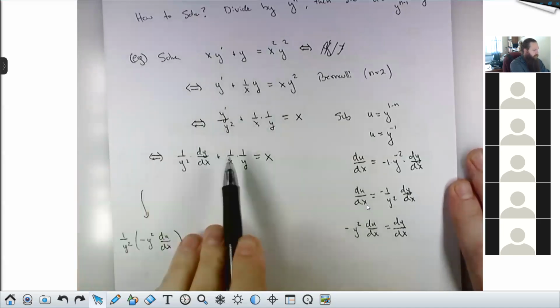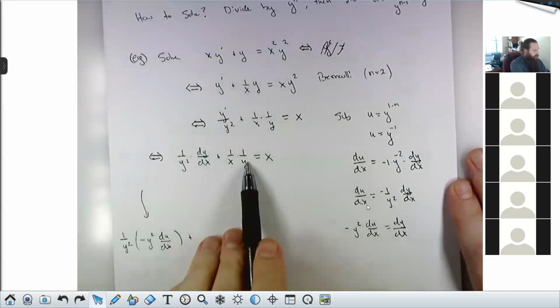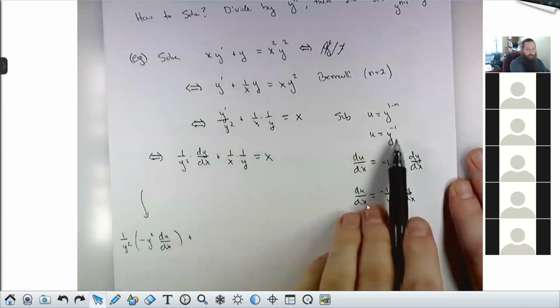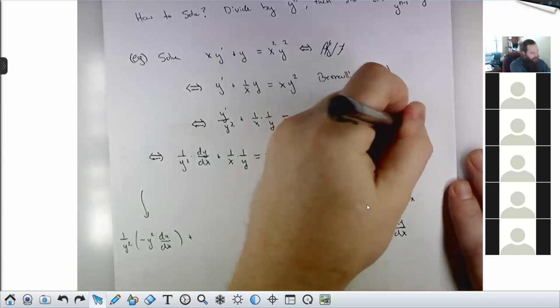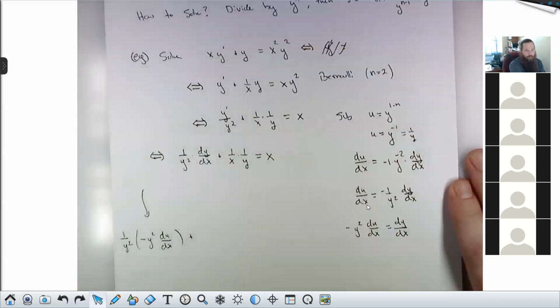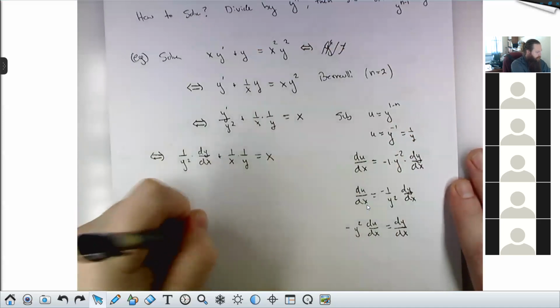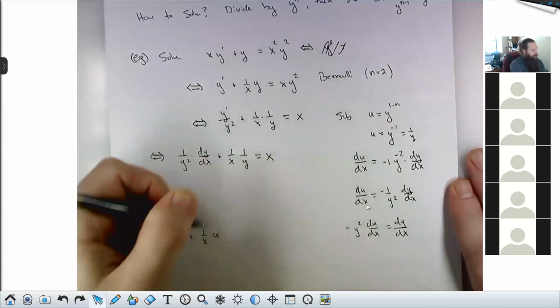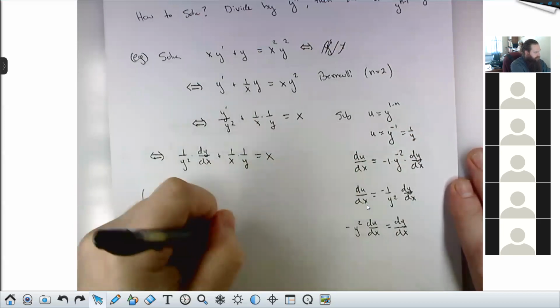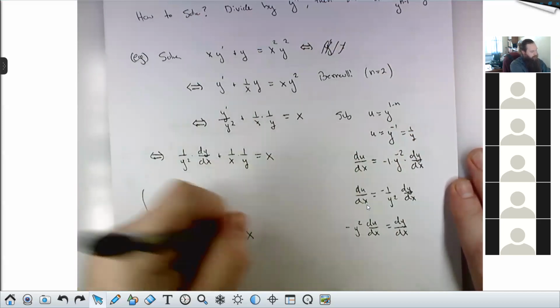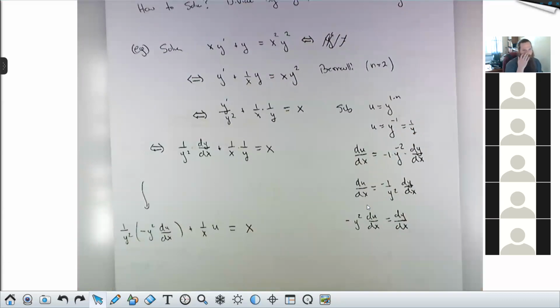plus 1 over x times 1 over y. Well, 1 over y, that's u, right? u is y to the -1, which is the same as 1 over y. So this is 1 over x times u. And then on the right-hand side, I still just have x. My independent variable x isn't affected by the substitution.